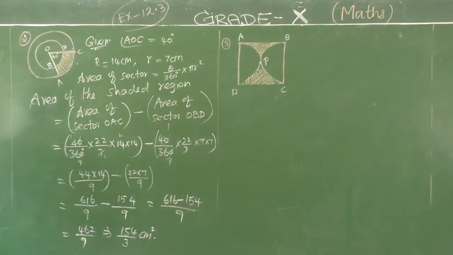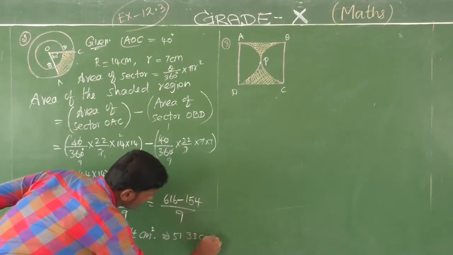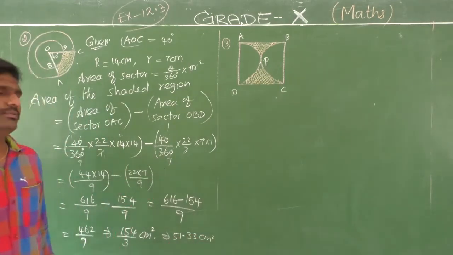Otherwise, divide that number, 154 divided by 3. 5 3s are 15, remainder 0. Bring down 4. 1 3 is 3, remainder 1, 0. So that is 3 3s are 9. Again it will be continued. So 51.3333 centimeter square. It's like a rational number.